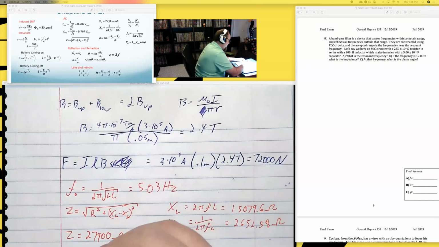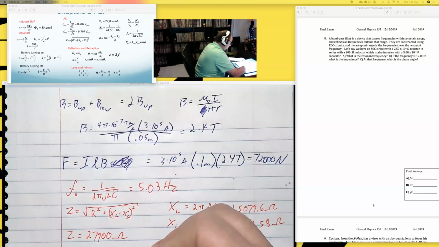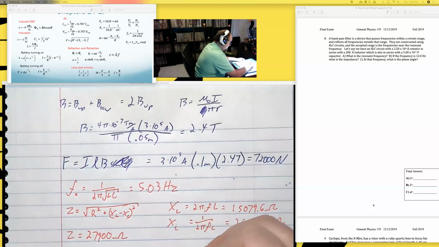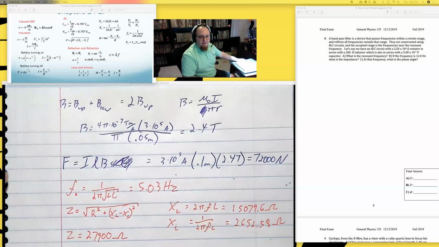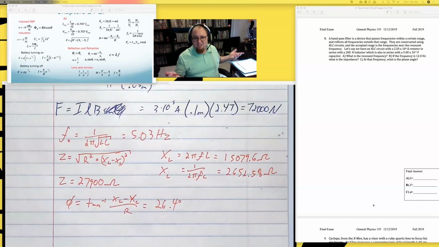C, what's the phase angle? Phase angle is the inverse tangent of X_L minus X_C over R. Once again, I skipped showing my work of plugging in the numbers. It's just plug and chug though. There's no real solving.